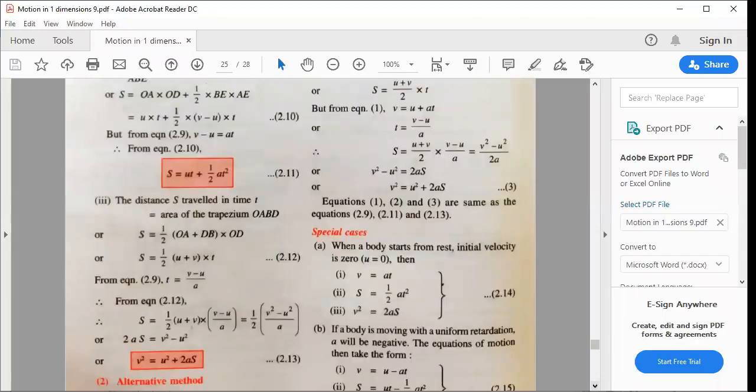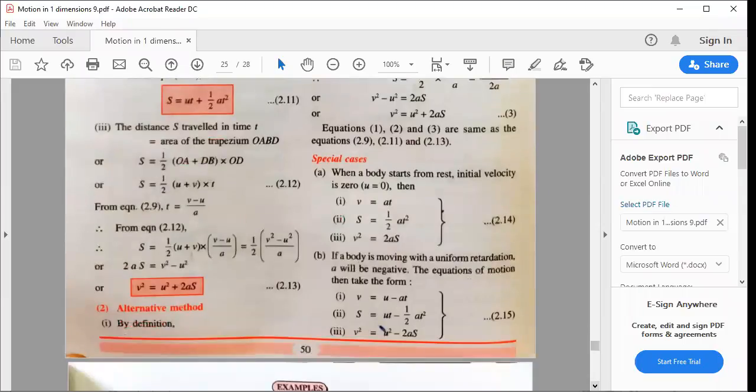Now, if there is a negative acceleration, that is, a is negative, then it becomes v is equal to u minus at. So instead of a, we will write minus a. This you can actually do directly in the numericals. You don't have to mug it up. Just remember that a will be replaced with minus a. Similarly, for displacement, it will be minus half at square. And for the third case, it will be v square equal to u square minus 2as.